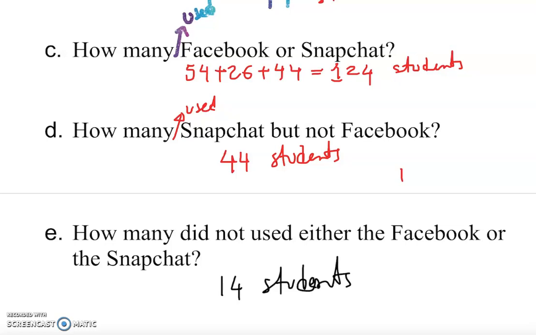Okay, so I hope you understand how to construct a Venn diagram with two sets and answer the set of questions based on the Venn diagram. Okay, thank you so much.